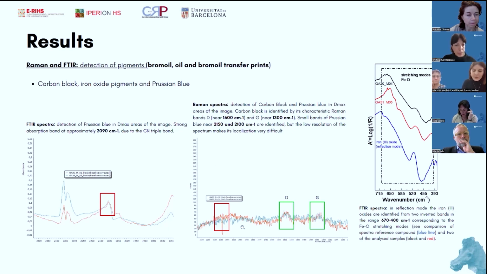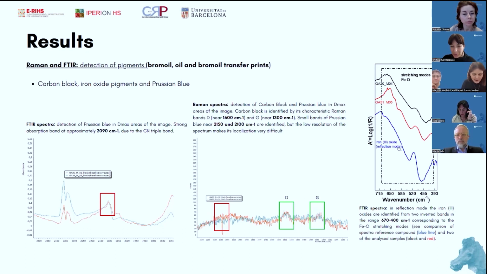If we see the Raman spectra, we detect the carbon black and Prussian blue in the Dmax areas of the image of the sample. Carbon black is identified by its characteristic Raman bands, the D band and G band, and we can also identify small bands of Prussian blue near 2150 and 2100, but the low resolution of the spectrum makes its localization very difficult. The same happens with the Prussian blue bands that appear in the lowest spectral range. They are not well seen due to the spectral noise.